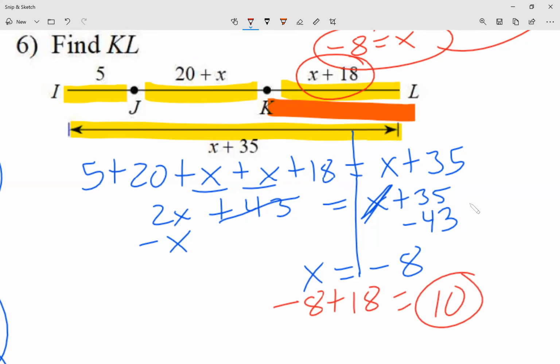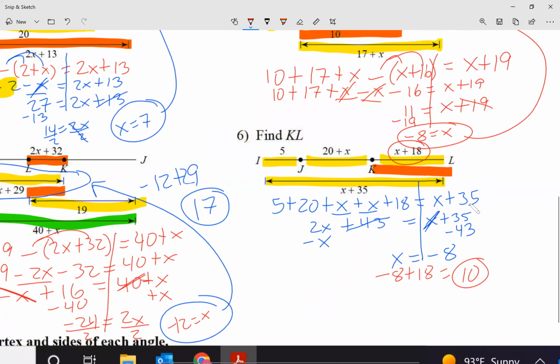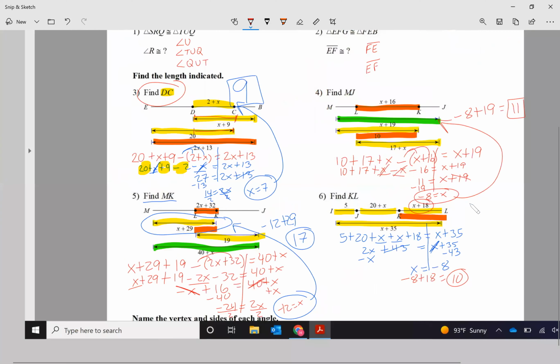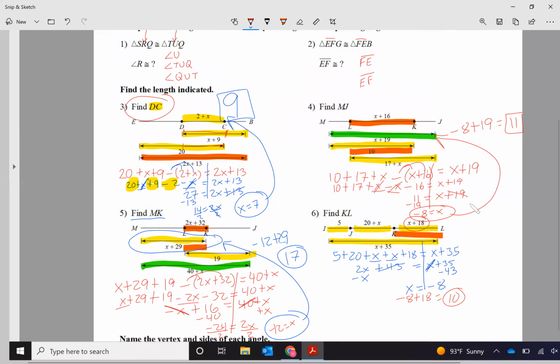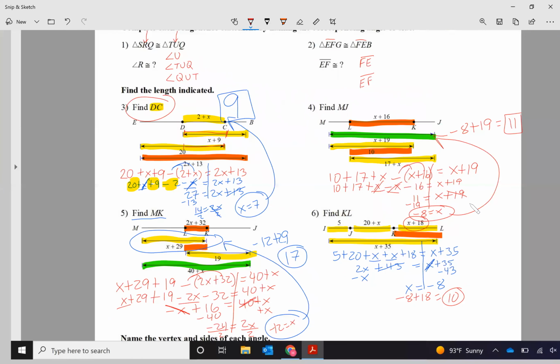So you've got to find the value of x and then use it. I'm asking for a measurement of a side, so I'm actually expecting a number. So solve for x and then plug it in where you need to plug it in.